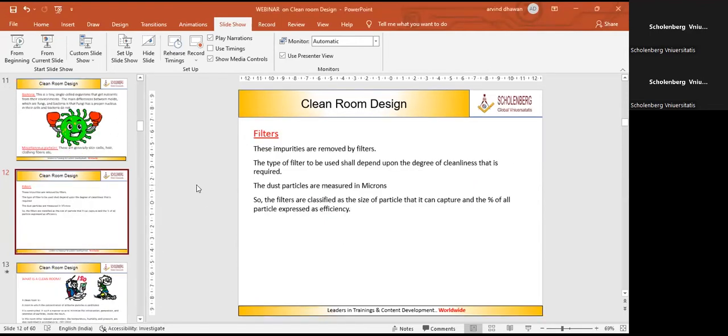Filters. Basically, to remove the dust and bacteria, we use filters, right? And broadly, the type of filters will depend on the degree of cleanness. The degree of cleanness is defined in microns and the efficiency of the filter. The lower the micron size of the particle, the better the cleanliness. And the efficiency also depends on our requirement.